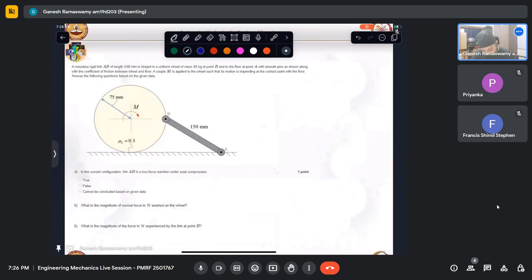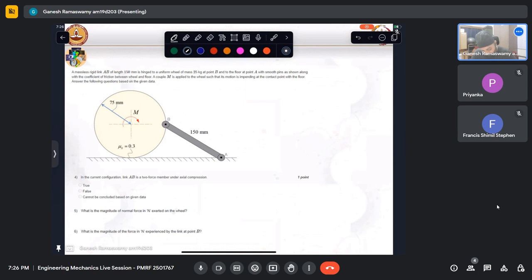So this is just a small problem from friction. A massless rigid link AB is hinged to a uniform wheel of mass something at point B and to the floor. If the coefficient of friction between the wheel and the floor is given to be something, a couple is applied to the wheel such that motion is impending at this point. Then we have to calculate certain things.